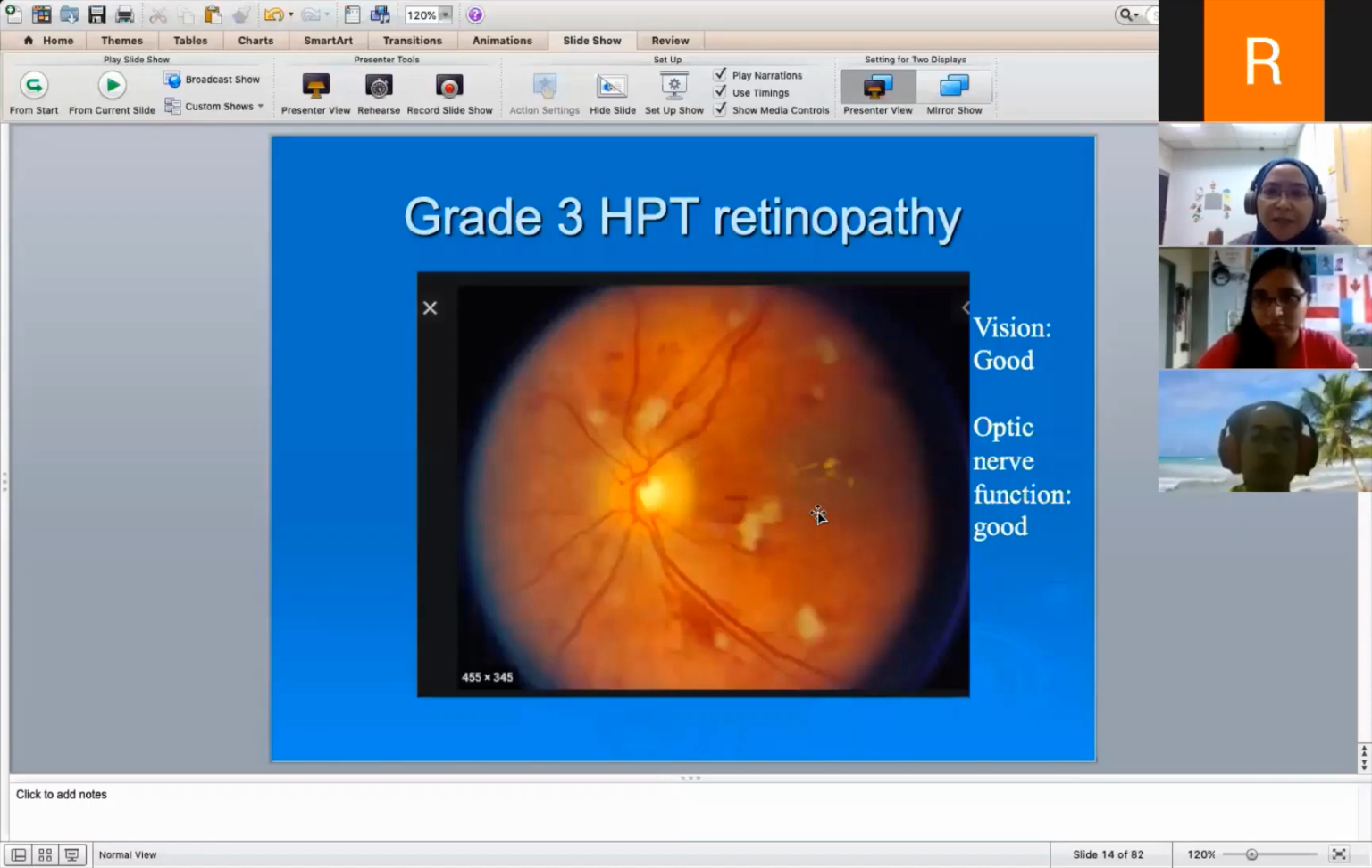Optic nerve function generally will still be good. We will go to optic nerve function later. But just remember, vision is usually good unless there is hard exudate at the macula. Optic nerve function is also usually good.